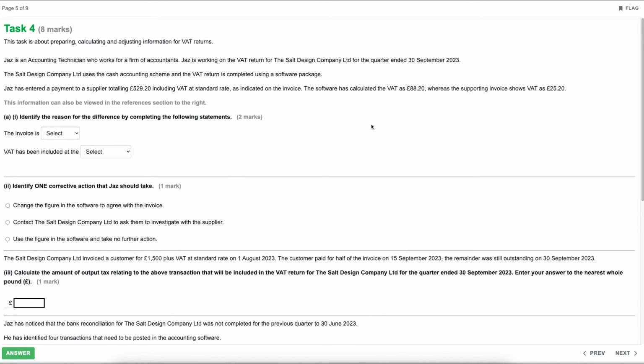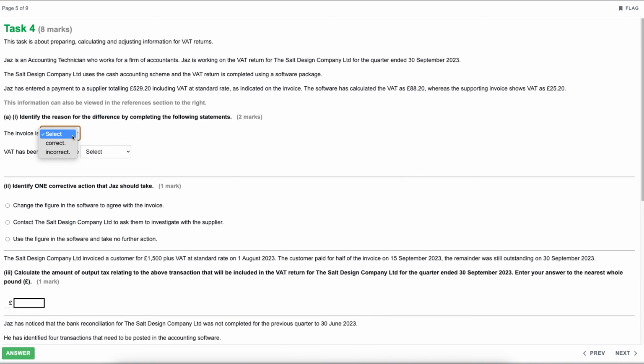Jazz has entered a payment to a supplier totalling £529.20, including VAT at standard rate, as indicated on the invoice. The software has calculated the VAT as £88.20, whereas the supporting invoice shows VAT as £25.20. Part A then, identify the reasons for the difference by completing the following statements for 2 marks, so 1 mark for each statement. The invoice is, and we need to select whether it's correct or incorrect.